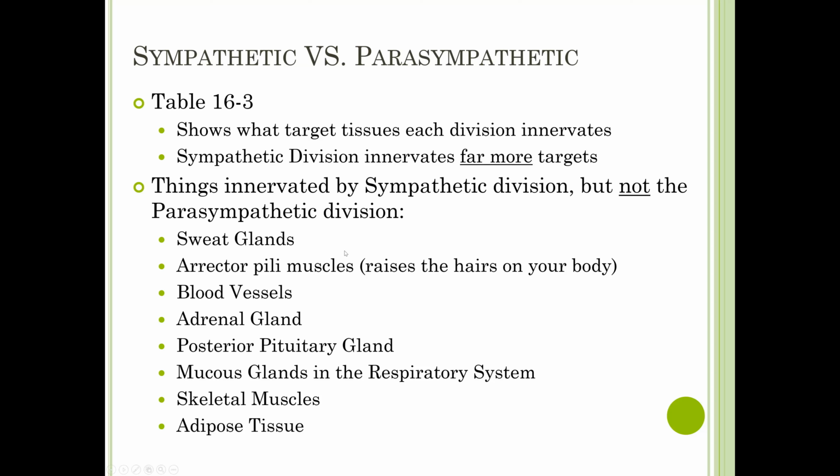These include your sweat glands, your erector pili muscles, which are the little muscles that raise your hairs up. They also give you goosebumps. Your blood vessels, your adrenal gland, the posterior pituitary gland, mucus glands inside the respiratory system, skeletal muscles, and adipose tissue. So all of these structures here get commands from the sympathetic division, but not the parasympathetic division.